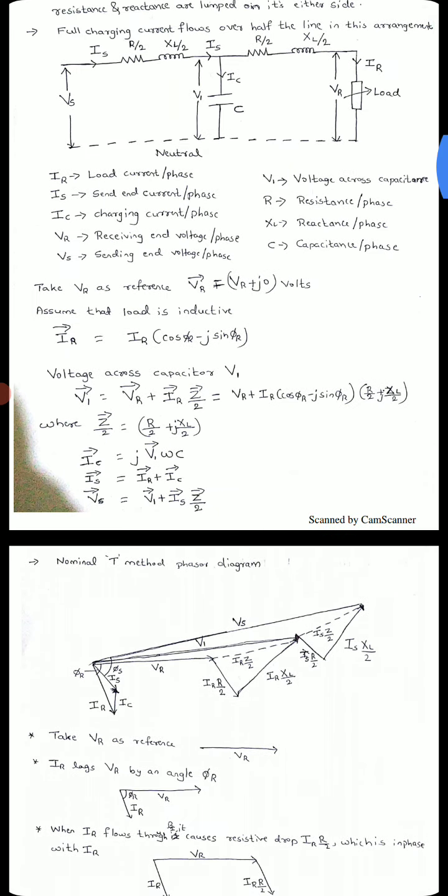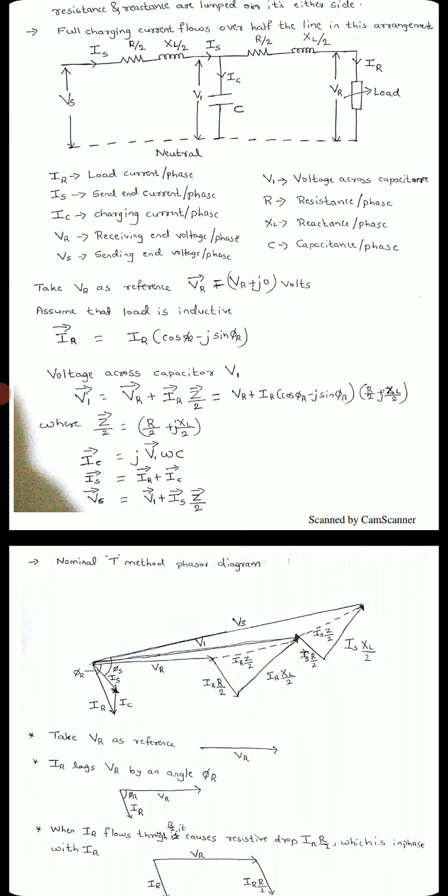Okay. So now we need to find the voltage across the capacitor, that is V1, which is given by, you can see in this figure, VR plus the R by 2, XL by 2 drop. The current that flows there is IR, so we can write V1 is equal to VR vector plus IR vector into Z by 2, because Z by 2 is R by 2 plus J XL by 2. So I can write IR into Z by 2, where IR is IR cos phi r minus J sin phi r, and Z by 2 is nothing but R by 2 plus J XL by 2.